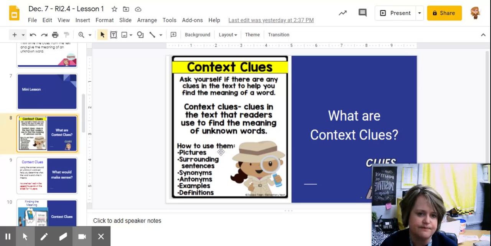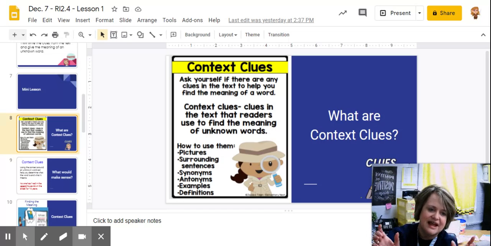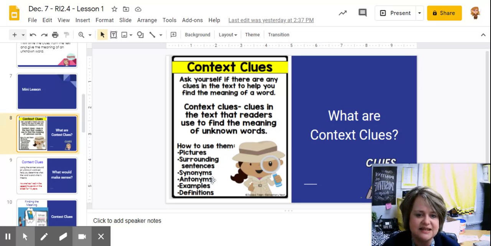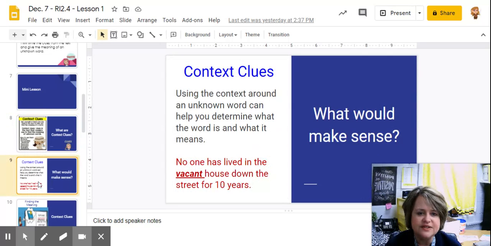How to use them? You can use picture clues. You can use surrounding sentences, just like Mrs. Steck said. Look before the sentence, look at the last part of the sentence or the next sentence. You can use synonyms and antonyms. You can use examples and definitions. And this week, each of our lessons are going to be centered around these clues, using these clues. Using context around an unknown word can help you determine what the word means.